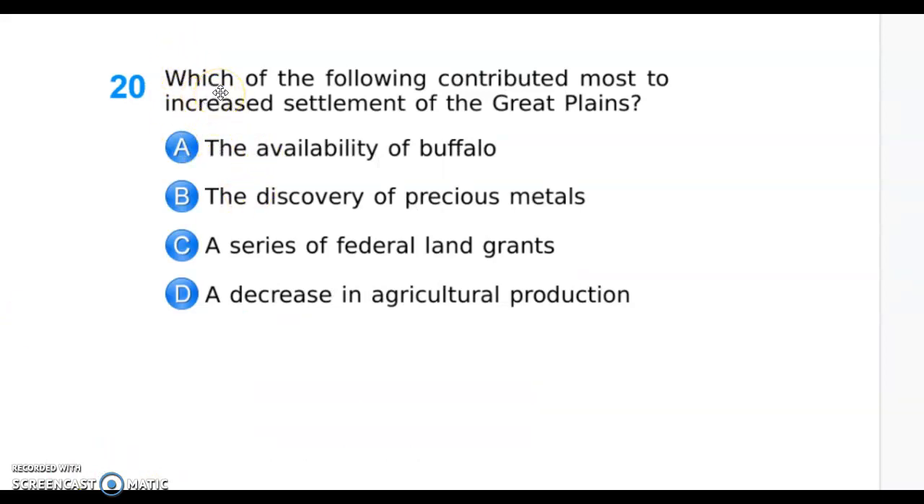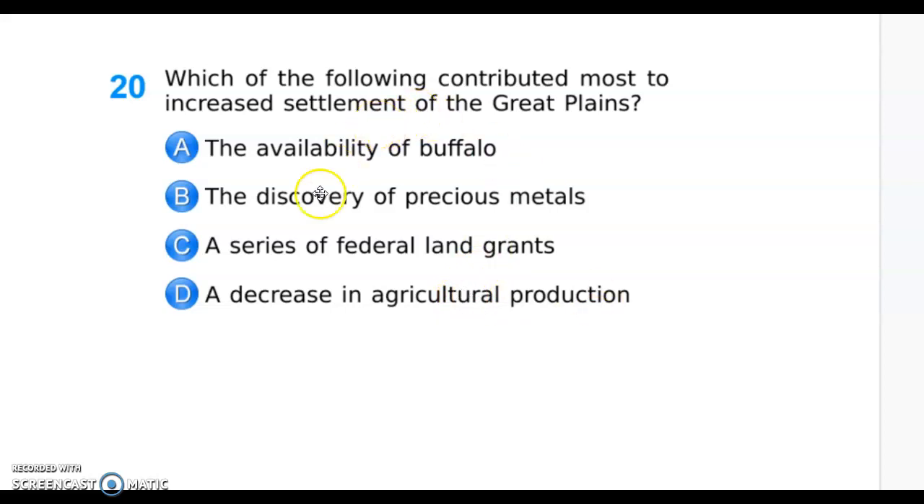Also, we have question 20 that fell under the standard, and it states, which of the following contributed most to increased settlement of the Great Plains? So why are people moving from the cities now to the Great Plains? What are they going there for? So what settled the Great Plains? Was it A, the availability of buffalo, B, the discovery of precious metals, C, a series of federal land grants, or D, a decrease in agricultural production?